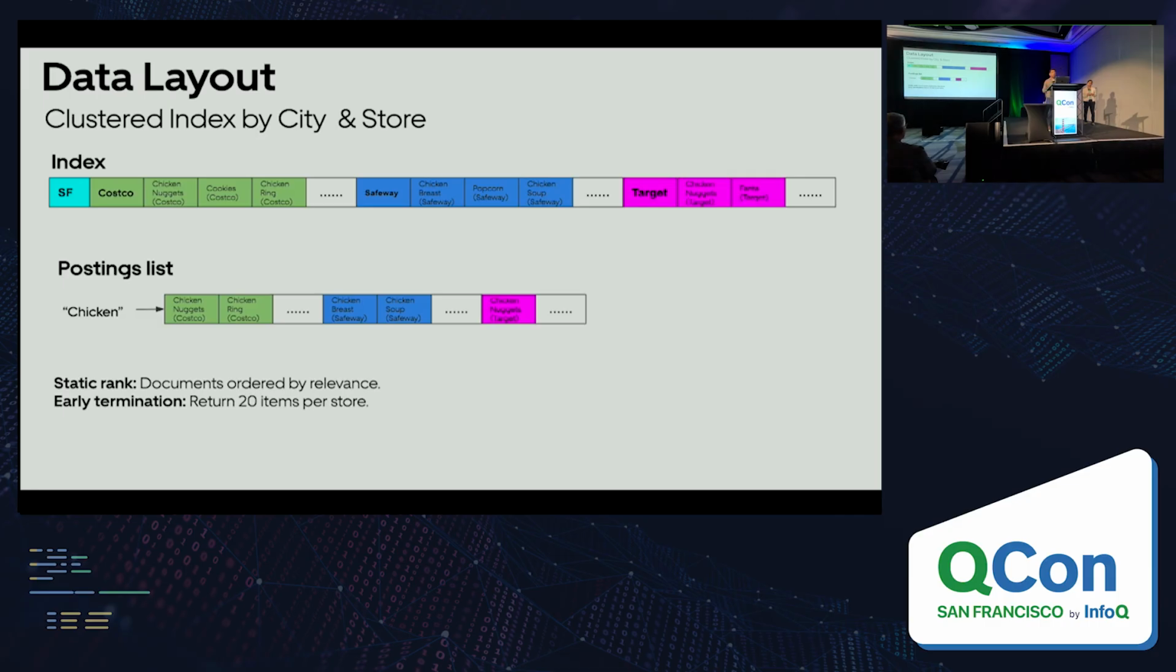And when you're executing a query, you don't want to be looking for all the items from the same store. So you can give a budget for each store, and then once you reach that limit, you can skip over to the next store. So this layout allows us to skip over the stores pretty quickly, but also collect enough items from a given store.